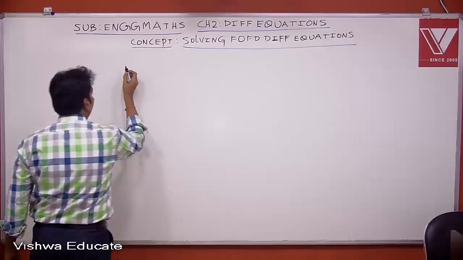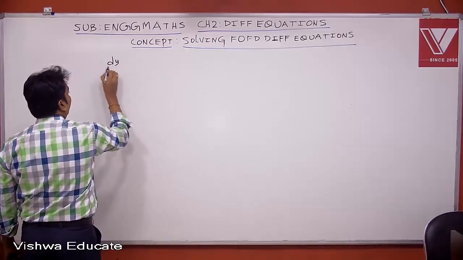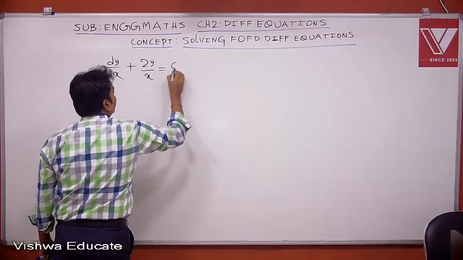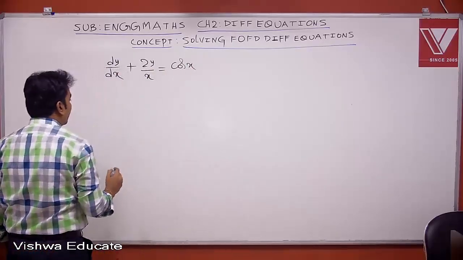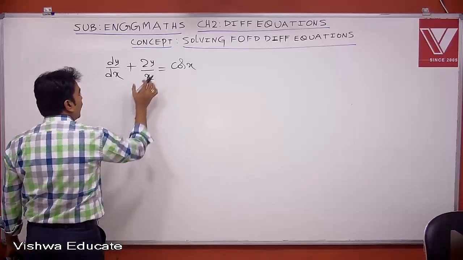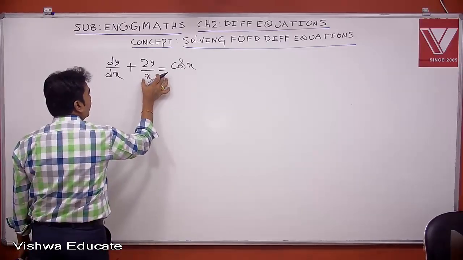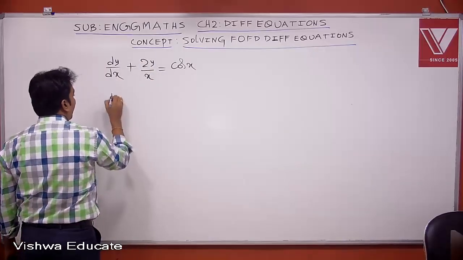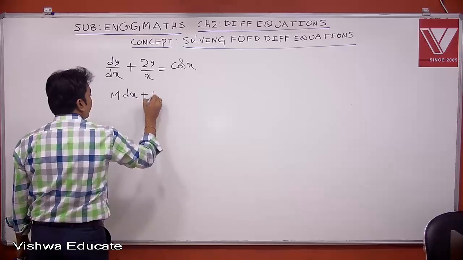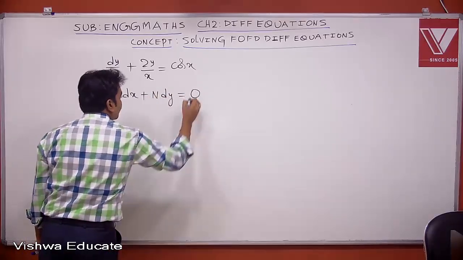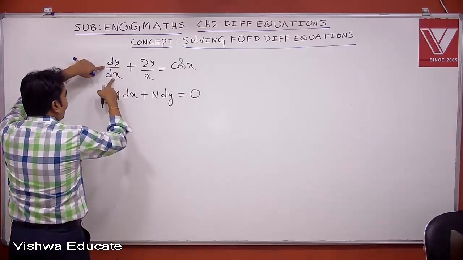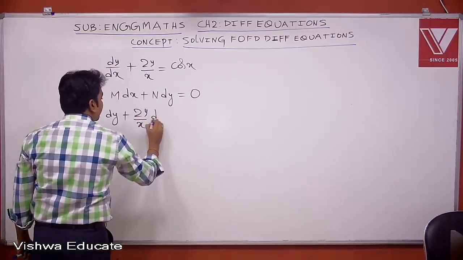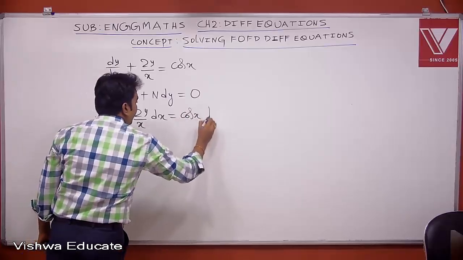Let us discuss one example for case 3. Suppose the equation is like this: dy by dx plus 2y by x equal to cos x. Now this is a first order first degree differential equation, but this is not in the form M dx plus N dy equal to 0. Let us try to convert this equation in the form M dx plus N dy equal to 0. So multiply this equation with dx. So this becomes dy plus 2y by x into dx equal to cos x into dx.